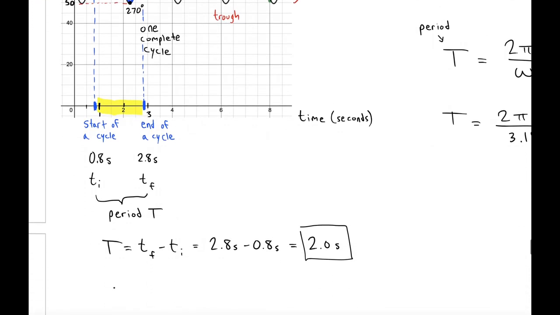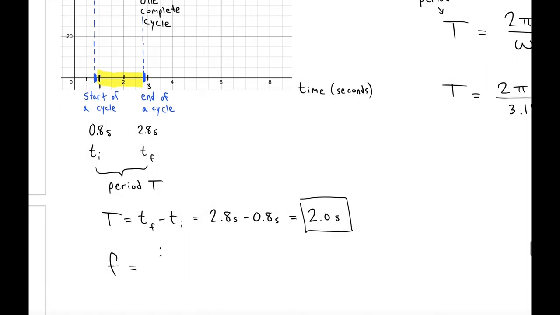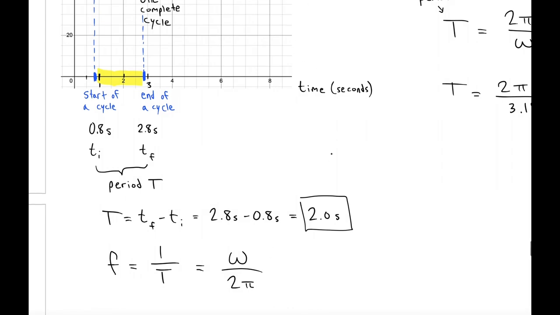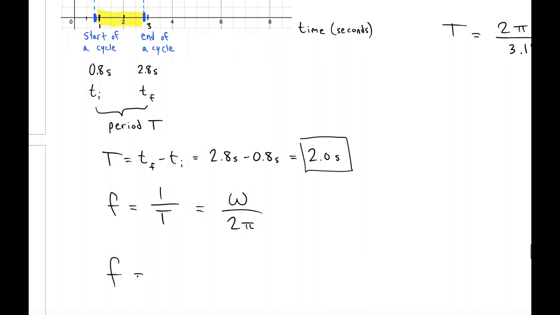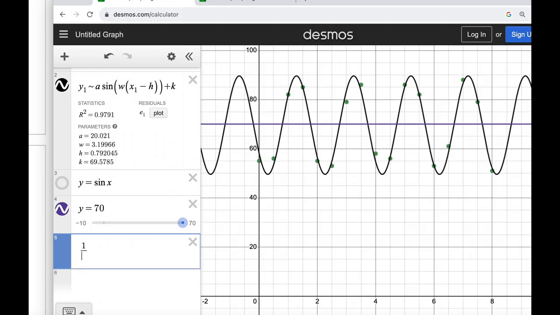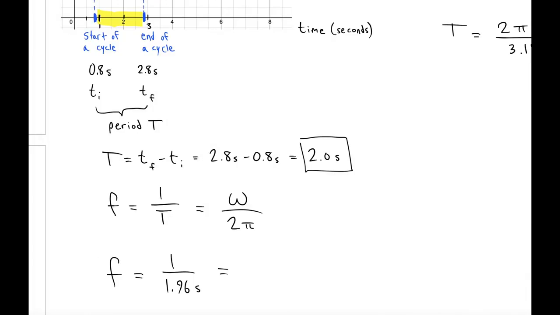We also would like to know the frequency of this wave, and that has the formula 1 over T, and it could also be found by doing omega over 2 pi. Two different ways to find it. So I say that the frequency is 1 over 1.96 seconds, and so therefore the frequency of this mass is 0.51 hertz.